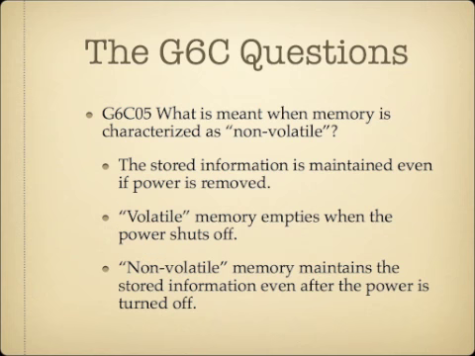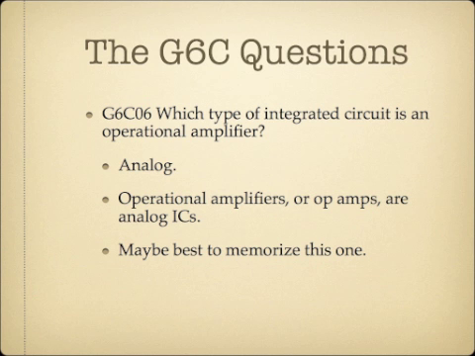What is meant when memory is characterized as non-volatile? Well, what it means is the stored information is maintained even if power is removed. So volatile memory empties when the power shuts off. If you have information stored on a chip or whatever and you turn the power off, that information is erased. Non-volatile memory is even if the power is turned off for that chip or whatever storage device you're using, to maintain that information, if the power is cut off, that information will remain. So non-volatile information is information that is maintained even if the power is removed.